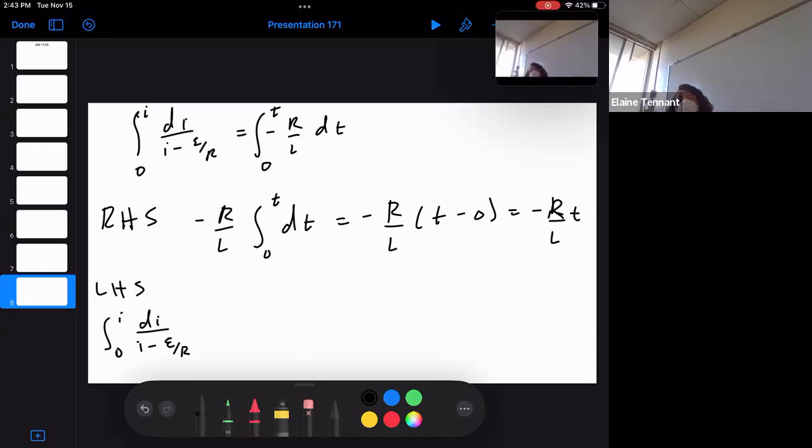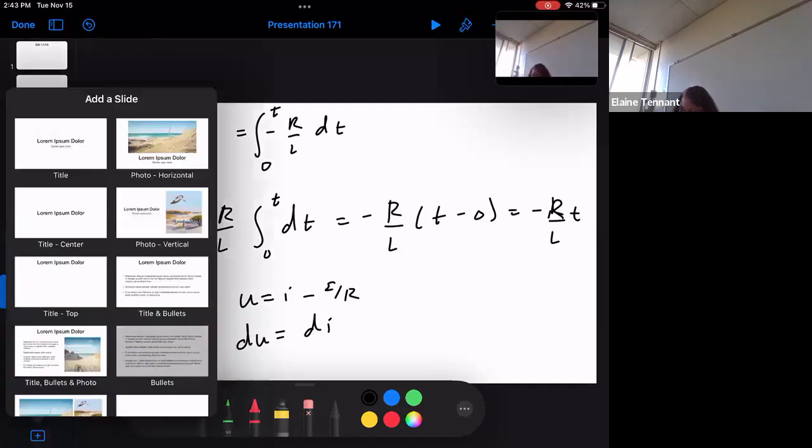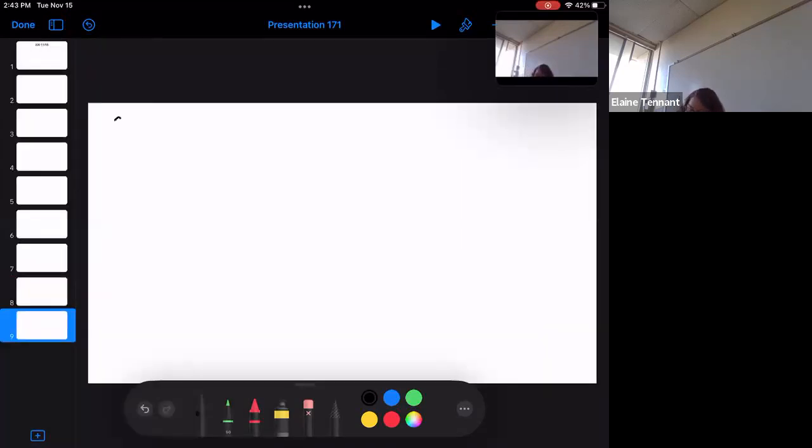Any other ideas? Multiply it by its reciprocal? Trying to complete the square? Maybe make some sort of substitution. U substitution, you got it. Okay, here we go. U substitution, where I minus E over R will be my u. And so what will my du become? Di. Excellent. Whenever you have an awkward constant running around, that's a good first choice.